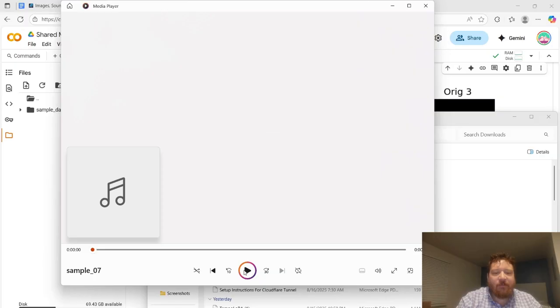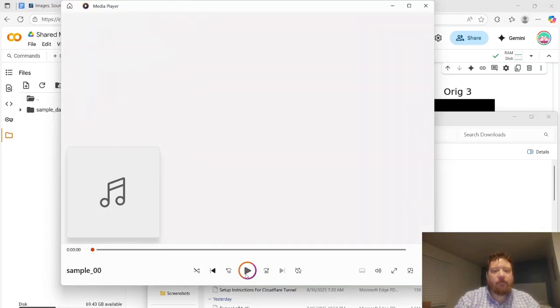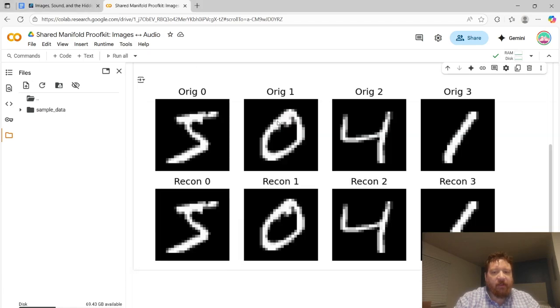That's it here. That's sample 7. Sample 1 is different, or sample 0 here. So this is the audio for 0. This is the audio for the digit 7, right? Exactly here. And then it gets converted back from that into a number, and that audio is extracted from this image, right?